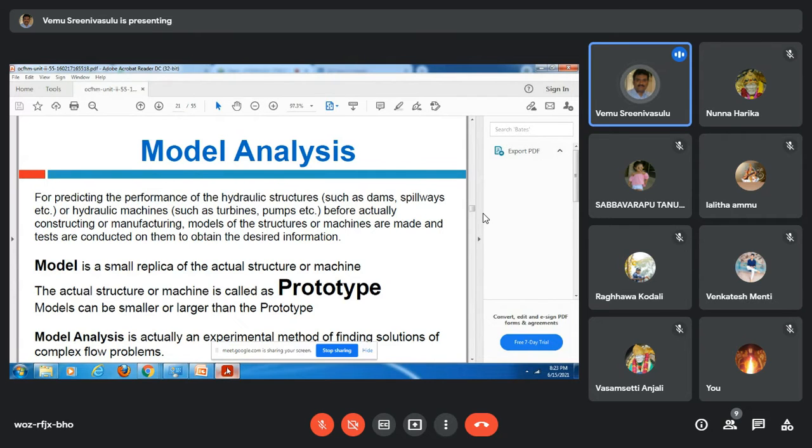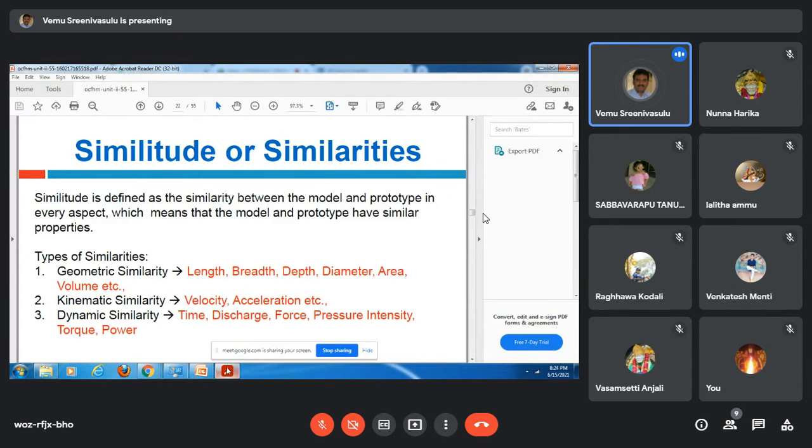Model analysis is actually an experimental method of finding solutions of complex problems, right? One type is similitude, or similarities. There is a certain procedure when you construct a model. You cannot just construct a model, do some analysis and then extend the results to the prototype. There are certain guidelines, and that is called similitude or similarity.